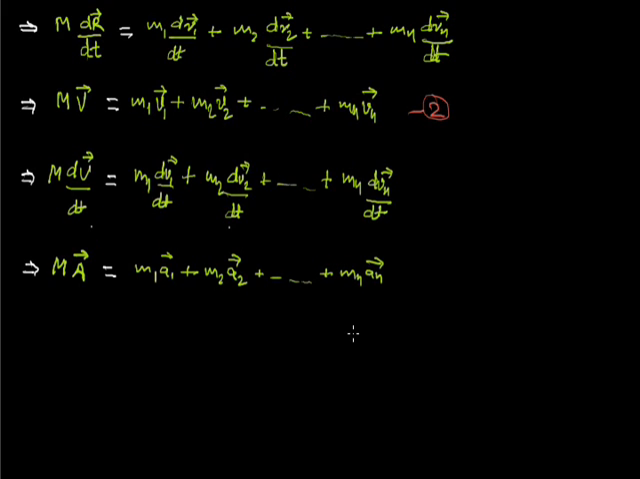Say this the equation number 3. Since we know, according to Newton's second law of motion, the force on a mass particle is given by mass multiplied by its acceleration. So here in equation number 3, capital MA can be represented as the force on that complete system, and M1A1, M2A2 and so on can be considered the force on individual mass particles.